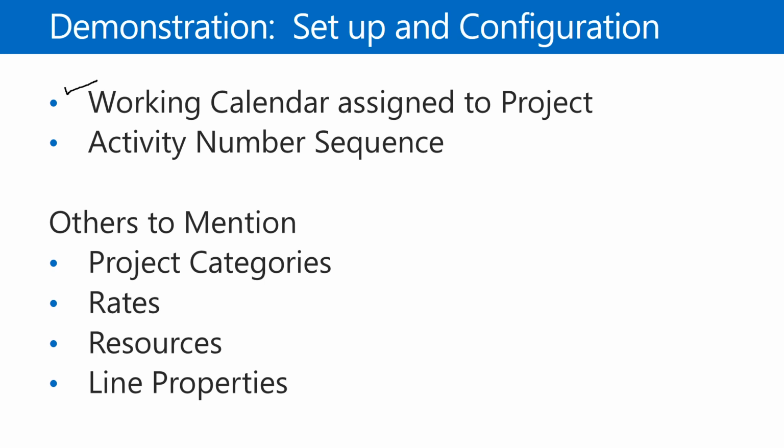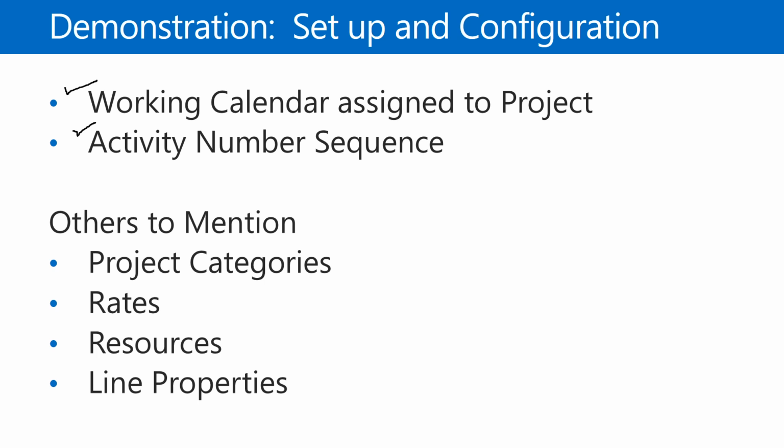The next thing that you need to do is define an activity number sequence. When you create that work breakdown structure and publish your tasks, it assigns an activity number to each task. If you don't have that, you're not going to be able to create a WBS. These two are the ones that I will be displaying here in our demonstration.